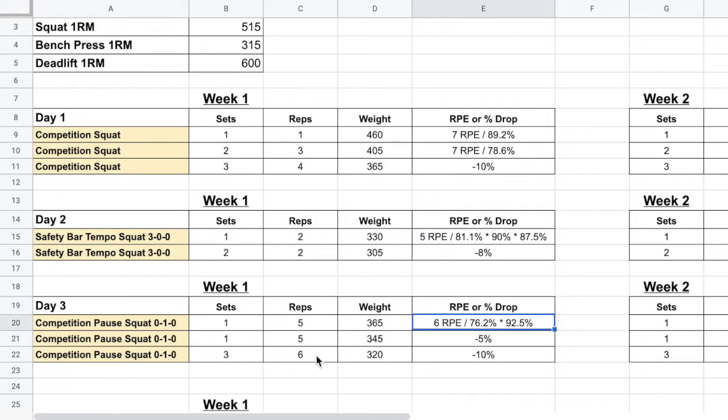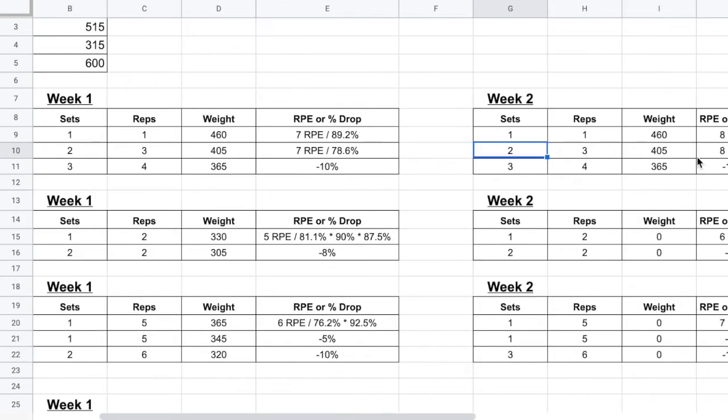Maybe I keep those the same, but I take away a set there. So I drop volume on that day knowing I want this day to be more fatiguing. Maybe they can't come back around and fully recover with this volume load and this intensity and then come back around and be peaked on their primary day.